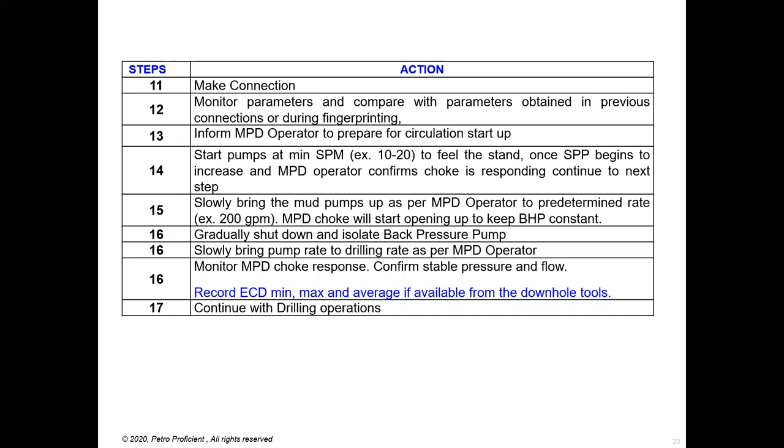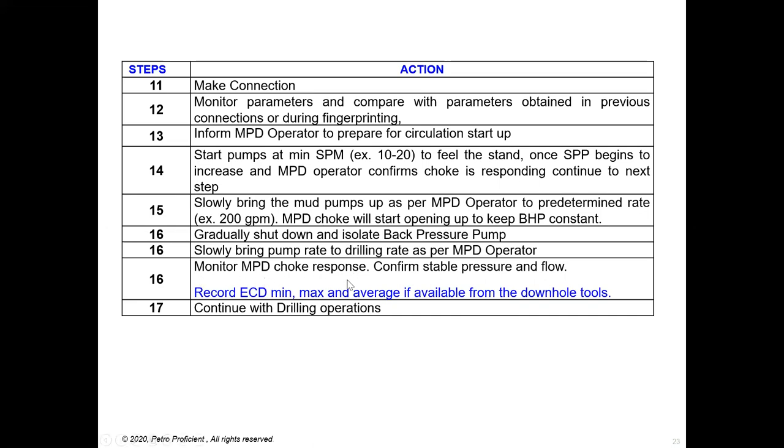We have to bring it to that level, and then you start opening your choke, keeping the bottom hole pressure constant. Gradually isolate your back pressure pump, because now your rig pumps are online, and slowly bring the pump to the drilling rate. Could be 350, 400, 500 GPM, whatever your drilling rate may be, just bring it to that rate slowly, and simultaneously monitor the MPD choke response.